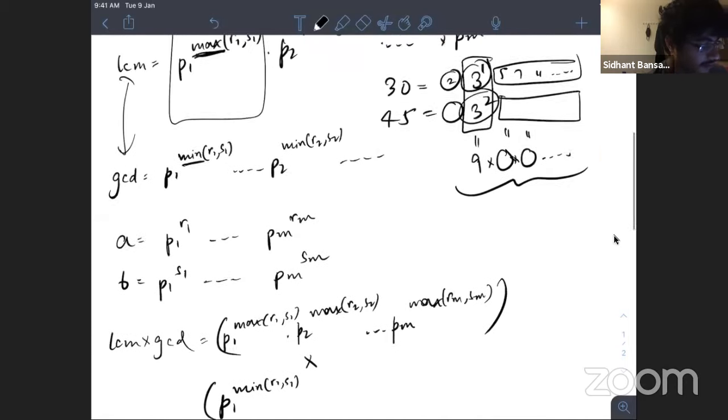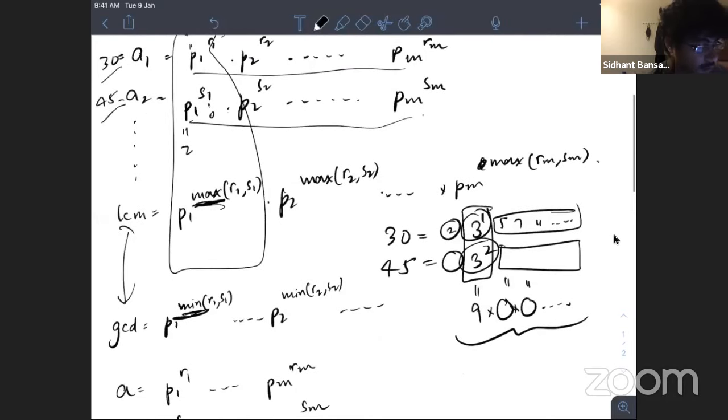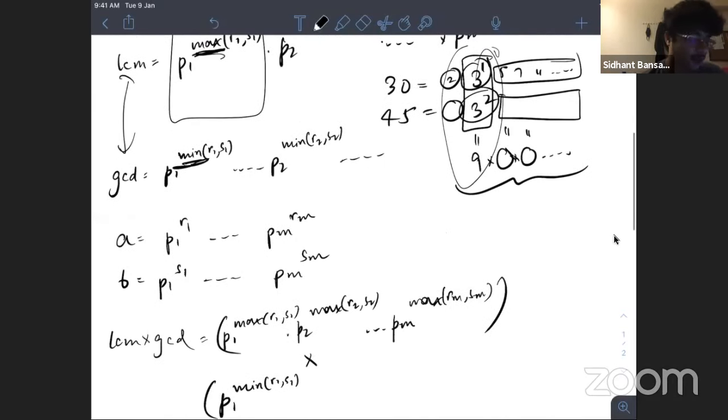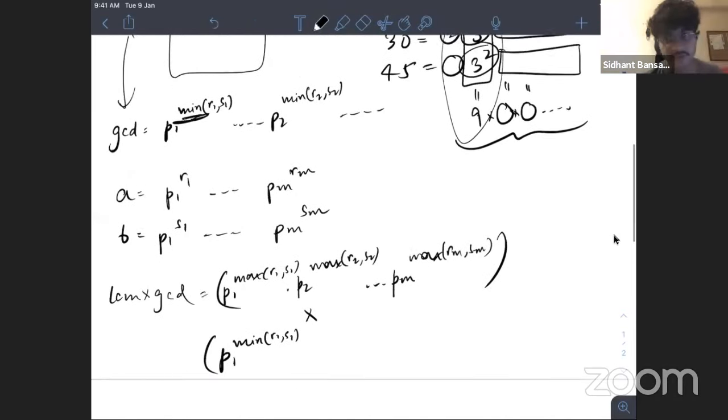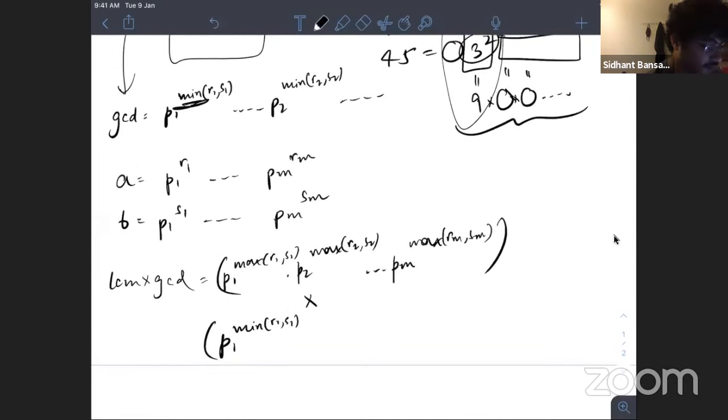I'm not really going through the derivation of why the max and the min came. I gave you an intuitive reasoning of this thing, that all the primes are individually independent, and that's why you can just take the max power for LCM and min power for GCD, and P2 to the min of R2 comma S2, and so on, right, till PM. Again, you have the min. So RM to the SM. Now just do the multiplication.